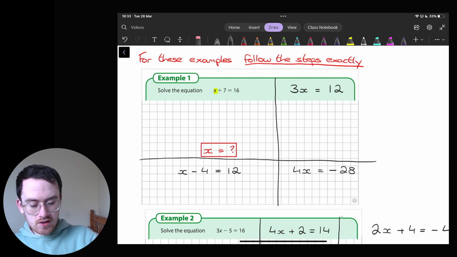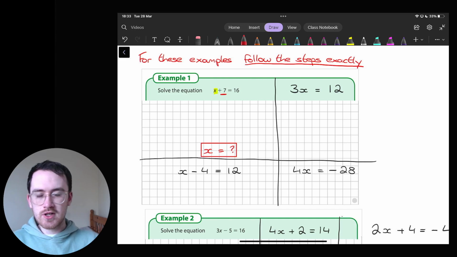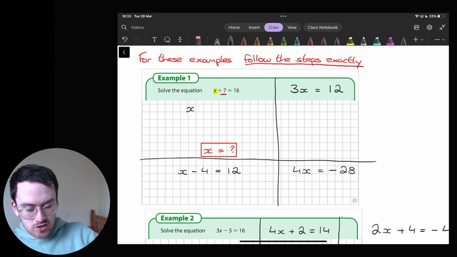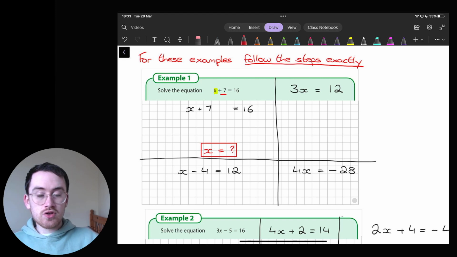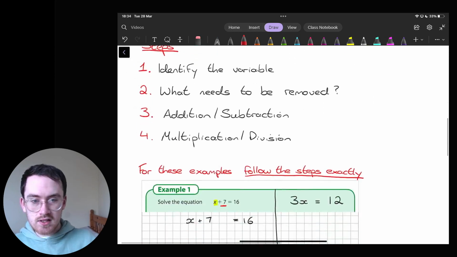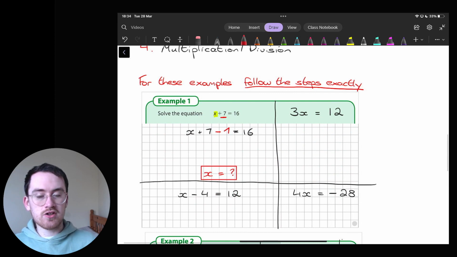We can see there that what I'd like to get rid of would be this plus 7. We have x plus 7, but I don't want x plus 7. I just want x on its own. So if I'm rewriting my question, I want to undo that. I want to get rid of that plus 7. And to do that, I'm going to do the opposite of plus 7. Looking back at our inverse operations, what's the opposite of adding? It's subtracting. So if I want to get rid of that plus 7, I'm going to do minus 7.